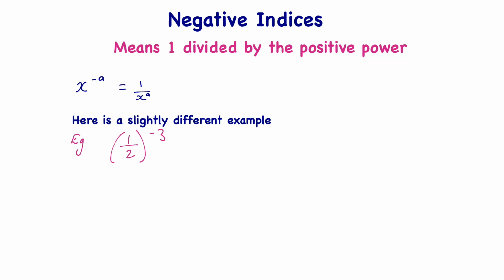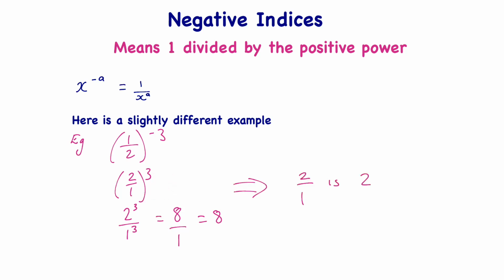Here's a slightly different one. So when you have a fraction to a negative power, it means 1 divided by the positive power, but an easier way to think of this is to turn the fraction upside down and apply the positive power. And then from there, whenever you have a fraction to a power, you cube the top and you cube the bottom, which gives you 8 over 1, which of course is 8. Alternatively you could have gone straight from this step: 2 over 1 is just 2, so 2 cubed is 8.